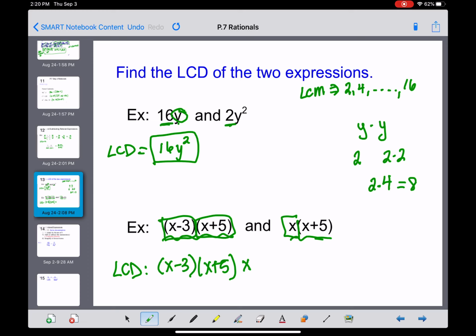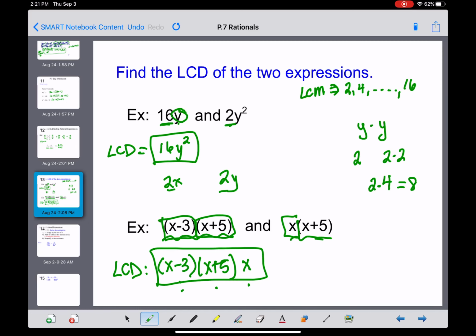Yes. I don't need another one because if you think about it, if I had an LCD and one expression was 2x and the other one was 2y, the 2 is represented, so I wouldn't need to multiply the 2 by anything, because the 2 and the 2 match. So I need just one of them in my least common denominator. So this would be my least common denominator. Everything has to be represented. So the x minus 3 is represented, the x plus 5 is represented, and the x is represented. Okay, let's look at an example to see if that helps a little bit.